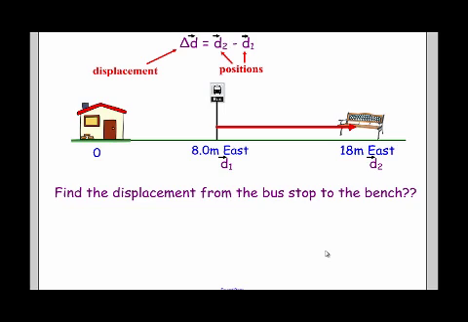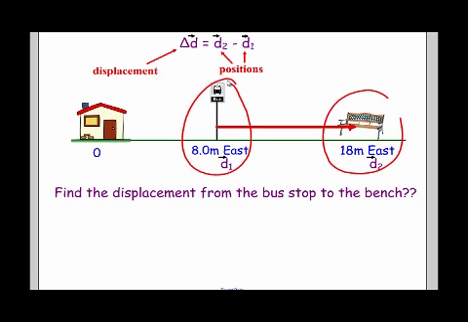If I take a look here, I know that this bus stop is in the middle at 8 meters east of the home. Then I have the bench way over here at 18 meters east. I mentioned this before, but it's really important, and I want to stress this: make sure you are doing your 3 steps every single time. I'm always starting with a formula, then plugging in my values, and then calculating my final answer.